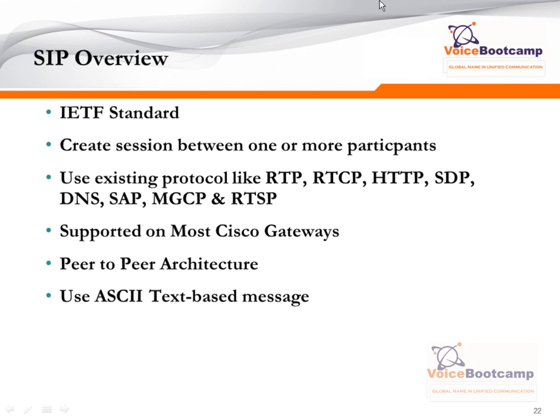The next topic is SIP. SIP is a standard IETF protocol designed based on existing protocols like RTP, RTCP, HTTP, SDP, DNS, SAP, MGCP, and RTSP. These are the most common protocols used in the internet world, and they are what SIP is based on. SIP is supported on most Cisco platforms. It is a peer-to-peer architecture just like H.323, and SIP uses ASCII-based text messages. Because it is text-based, it is much faster to operate.